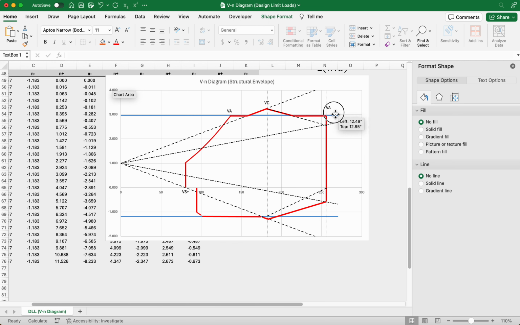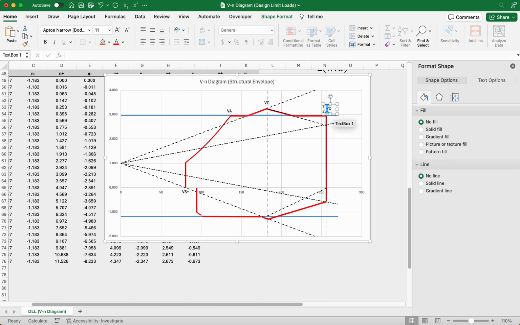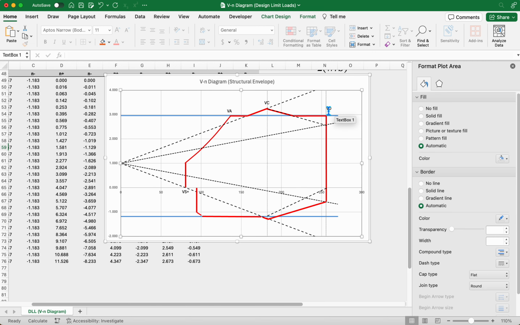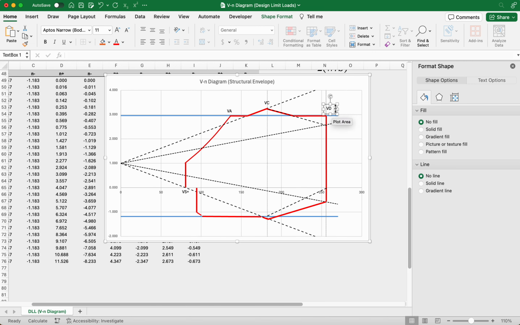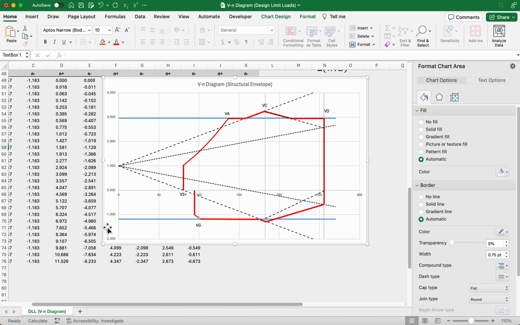And we have our dive speed. The last one we can add if we want is our negative maneuvering speed, VG, which would be right down here. So that's the structural envelope.